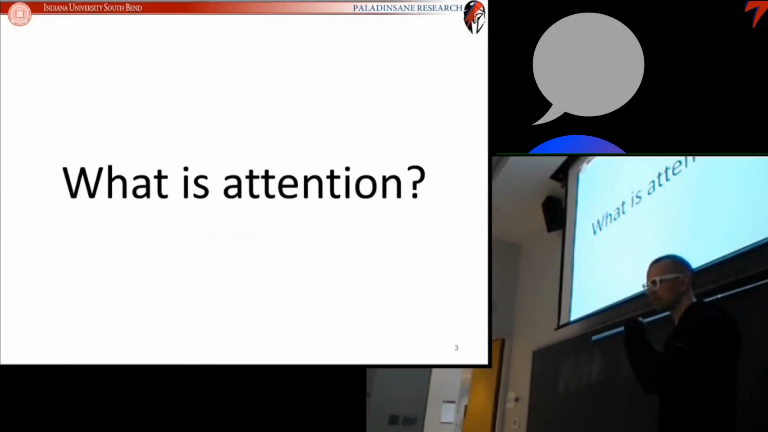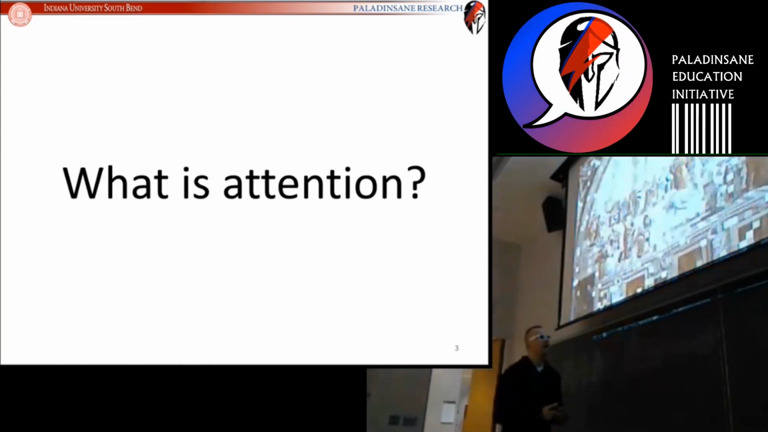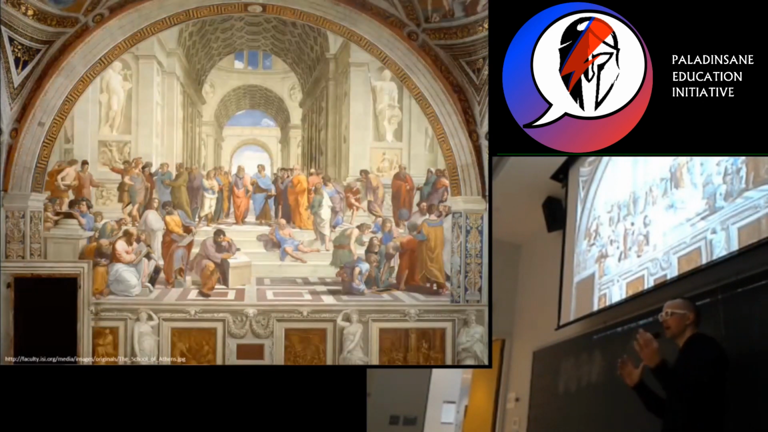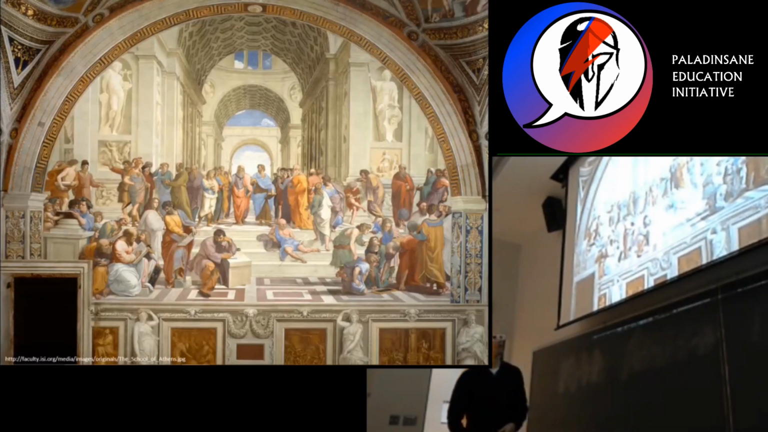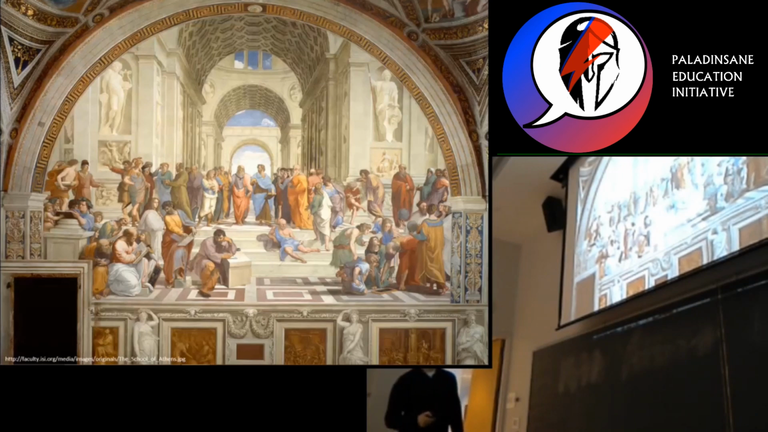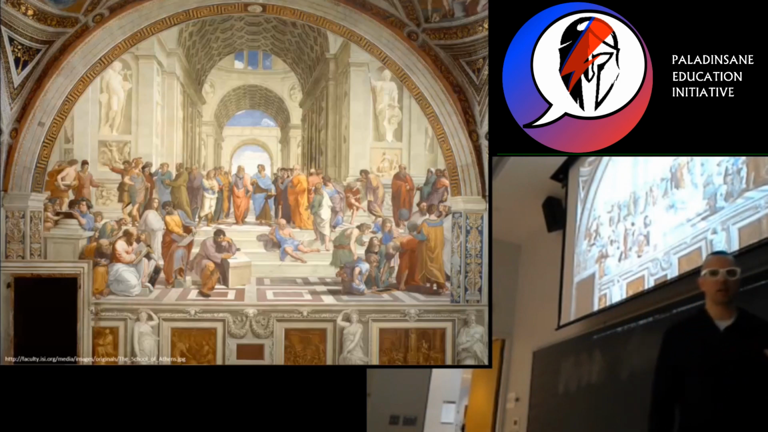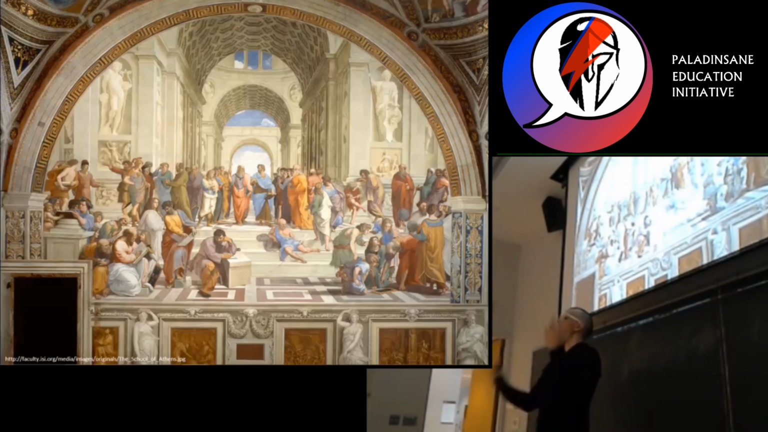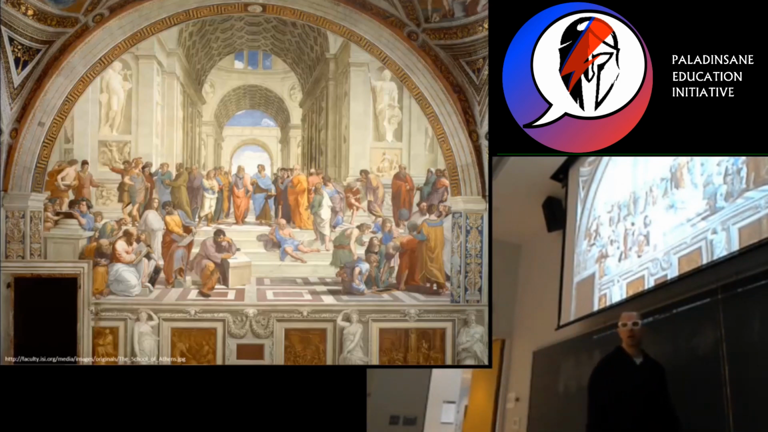All right, so what is attention? What is attention all about? Well, attention has to do with the ability to process specific aspects of the information that you're exposed to. So, for example, here we have an image of the School of Athens by Raphael. And in this image, there is tons of information. There's just an overabundance of information. We have many, many individuals here. And you cannot possibly hope to process them all at once.